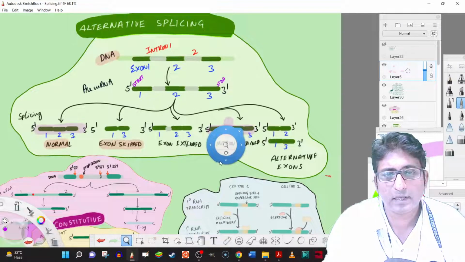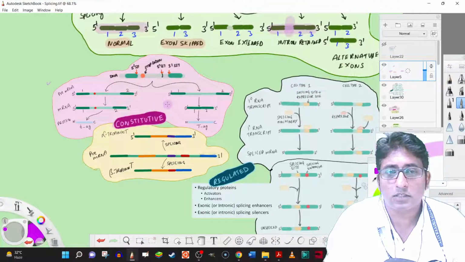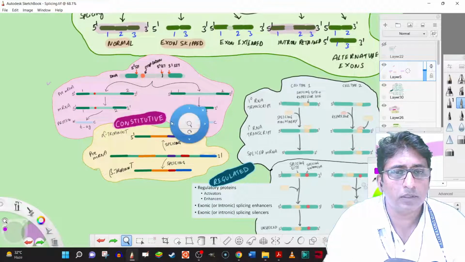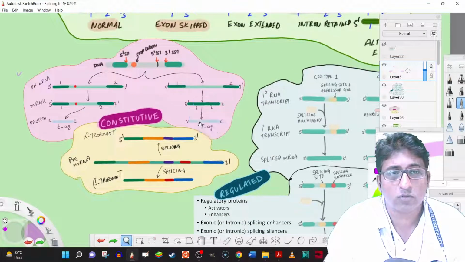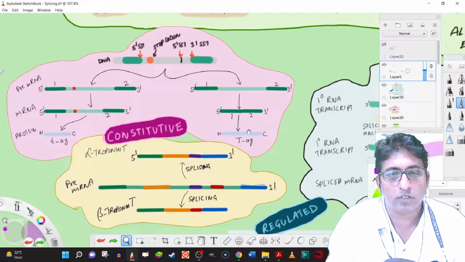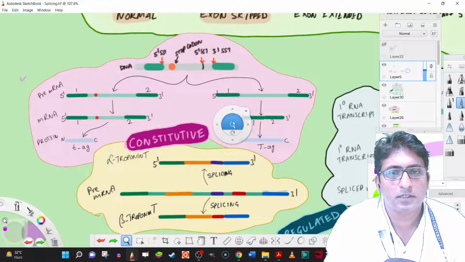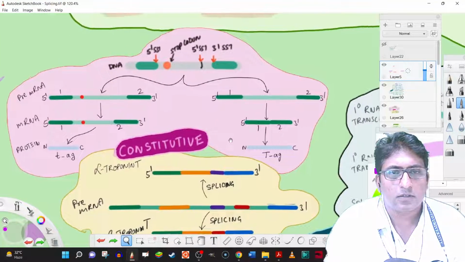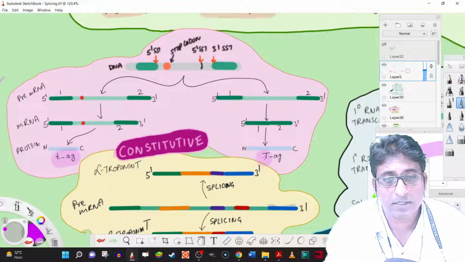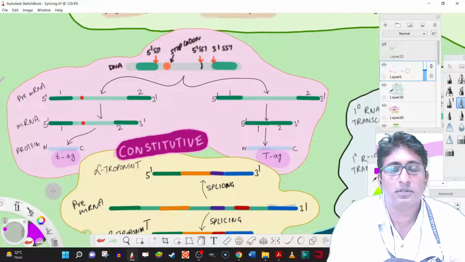We'll see a few examples. We'll just focus on the mechanisms only. So the first one is about constitutive splicing. Here we have the SV40 antigen, the T antigen, capital T and small t. Here is capital T and here we have small t.